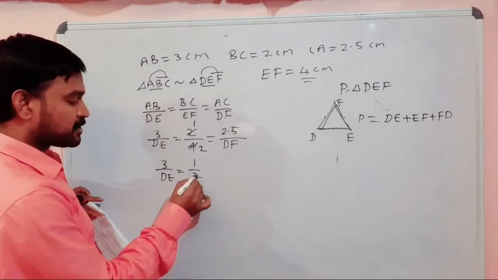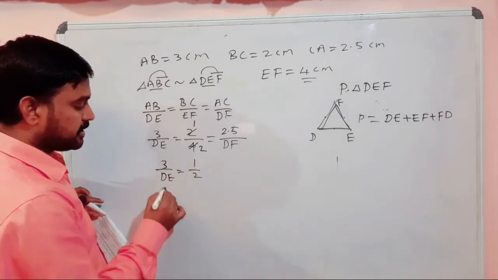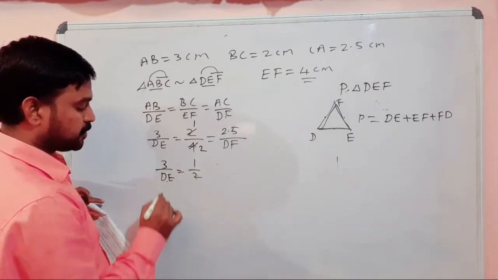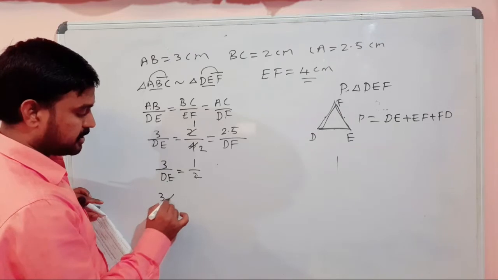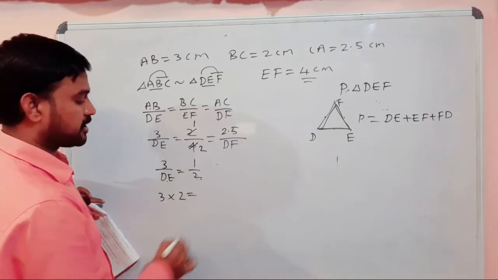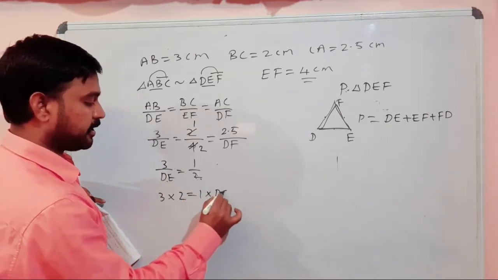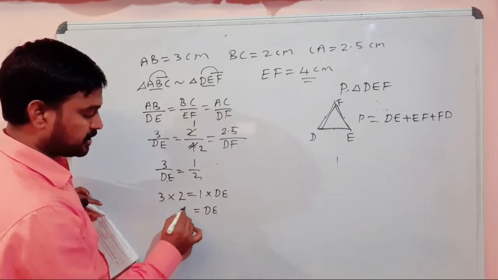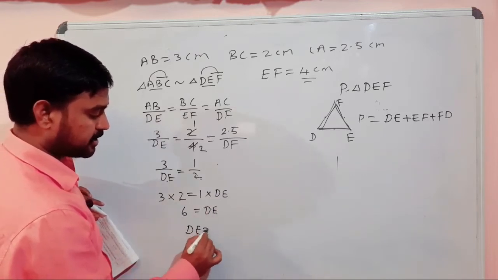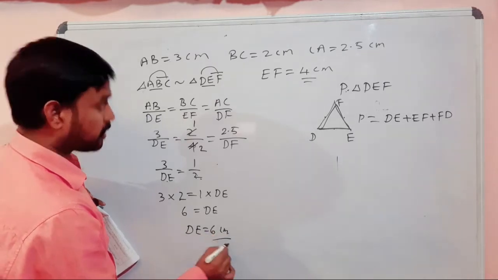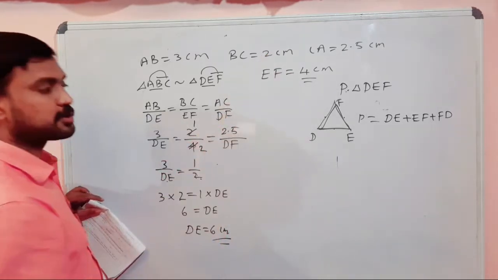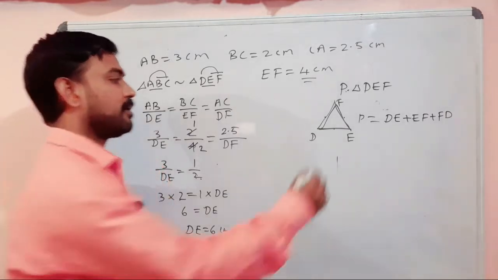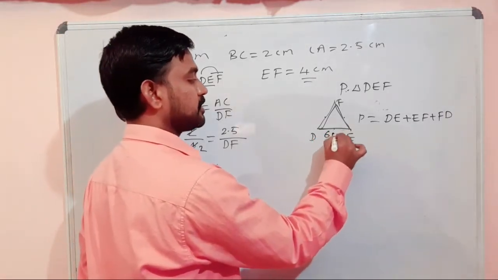Now just transpose these denominators to the next side: DE transposes to the right side and 2 transposes to the left side. Here 3 is already there, so 3 into 2 is equal to 1 into DE. So DE is equal to 2 into 3, which is 6. So we got DE is equal to 6. Here all measurements are in centimeters, so DE is also 6 centimeters. We can mark here DE is equal to 6 centimeters.